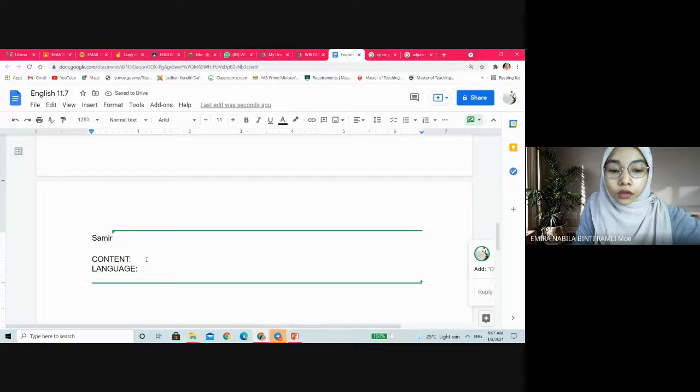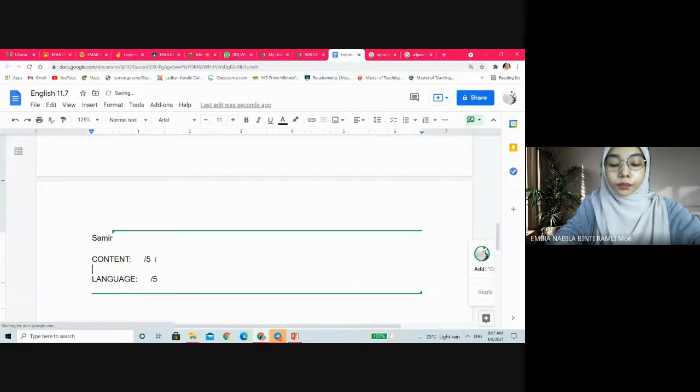Macam mana kita tengok markah content, but definitely content penting. Content, what's the full mark? Do you remember? 5 mark. 5 mark for content, 5 mark for language. What else do we have? Actually, after content, it's supposed to be communicative achievement.